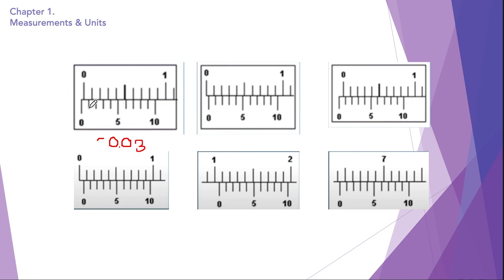So because it is a negative zero error, we're going to read it from this zero. So 1, 2, 3 is the markings that are exactly aligned together. So 0 minus 0.03 is the zero error of this Vernier calipers.